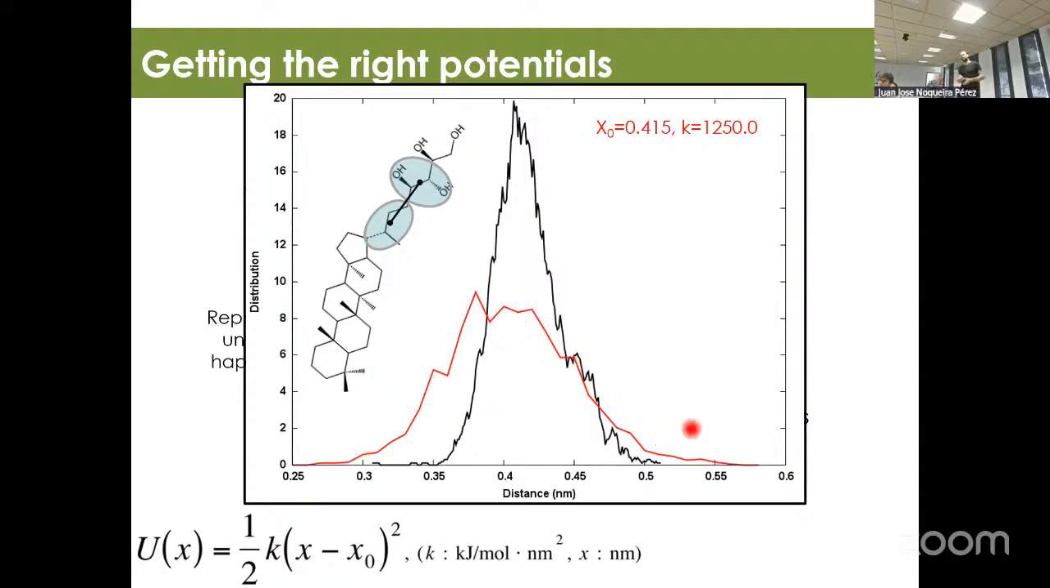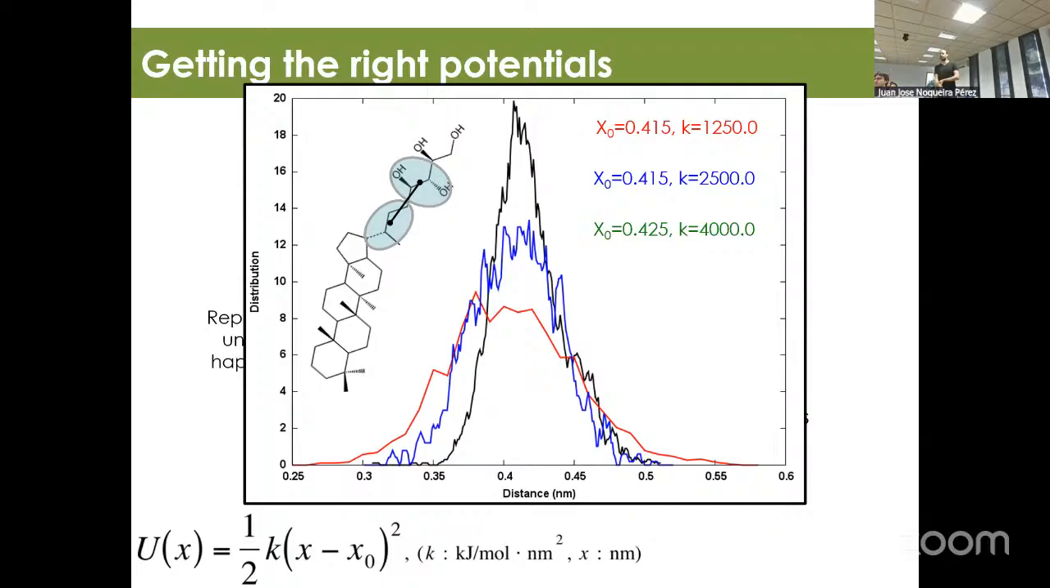So what happens here? You can see it's a little bit shifted to the left, and also it's too spread out. Being too spread out means that the force is not tight enough, right? If I increase the force constant, this is going to be narrower. All right, second try, same distance, stronger force, getting better. And then in the last one, I increased the distance a bit and the force as well. At this point, I was happy with it.